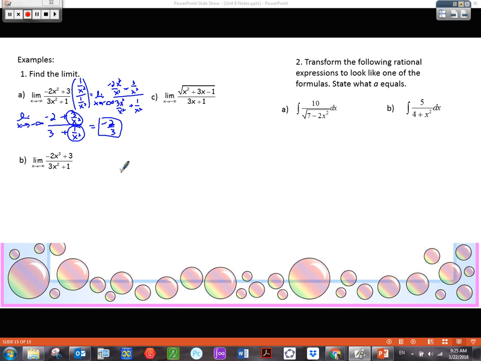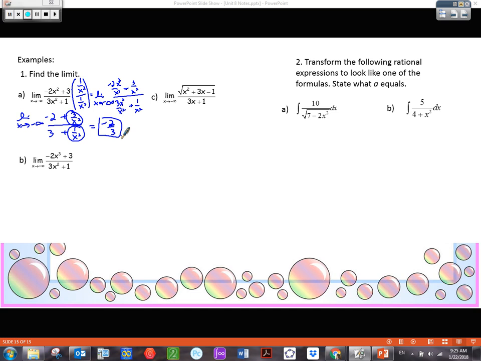Okay, if we were asked to find the horizontal asymptote of negative 2x squared plus 3 over 3x squared plus 1, we would have done much the same thing, wouldn't we? We'd have taken the limit to infinity and gotten this. Our asymptote would have been y equals negative 2/3. That's what we would have done had we been asked for the horizontal asymptote. Okay, questions so far? Are we okay?